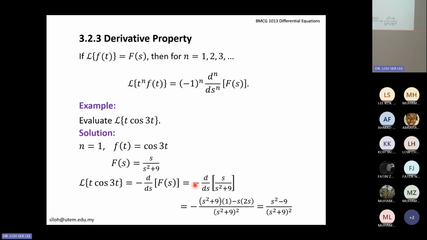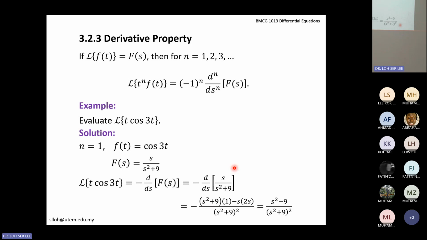We have a negative here. To differentiate this, we have to apply the quotient rule because there is an s at the top and there is an s at the bottom. So u over v means (v u prime minus u v prime) over v squared. Then simplify, you will get the answer.